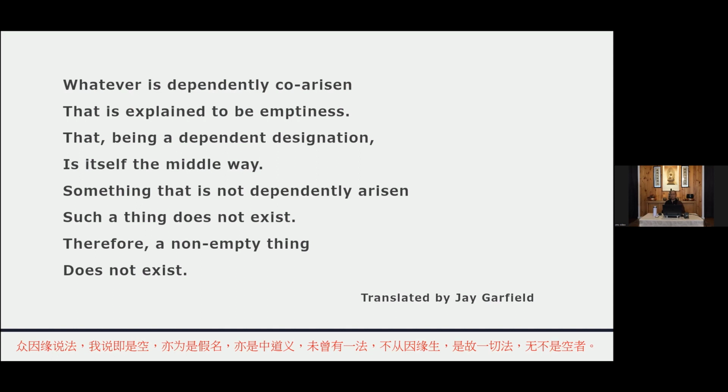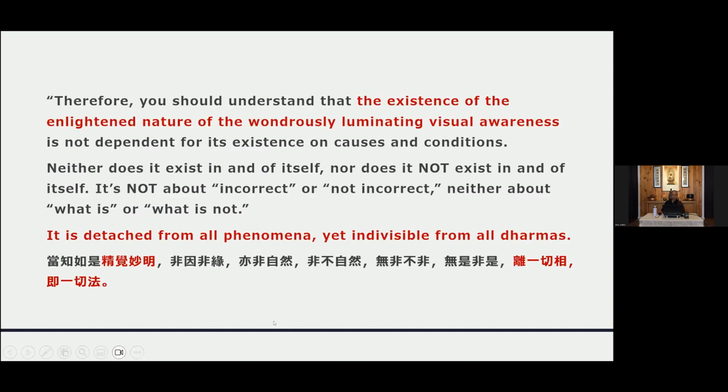Everything is possible. Okay, it depends on your mind, right? So, wow, the sentence is getting more complicated, but we have to read it. Therefore, you should understand that the existence of the enlightened nature of the wondrous illuminated visual awareness is not dependent for its existence on causes and conditions. Neither does it exist in and of itself, nor does it not exist in and of itself. It's not about correct or incorrect, neither about what is and what is not. The last sentence is most important. It is detached from all phenomena, yet indivisible from all dharmas, our true nature.